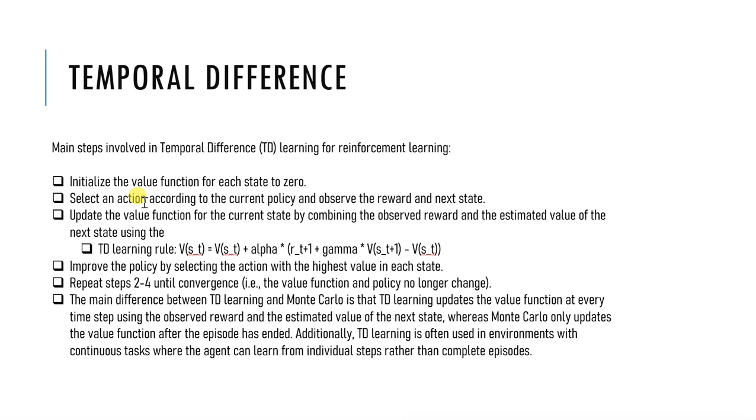So in summary, the main differences between these approaches are their requirement for a model of the environment, the way they update the value function, and the suitability for different types of tasks and state spaces. So that was all about temporal difference and the difference from other algorithms. Let's implement it using Python to see how the implementation differs from other algorithms.